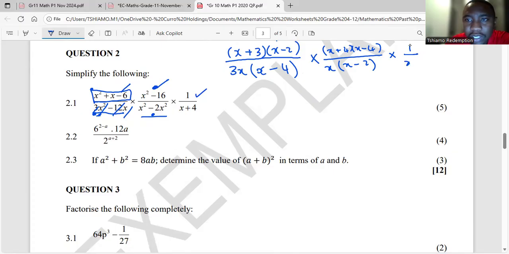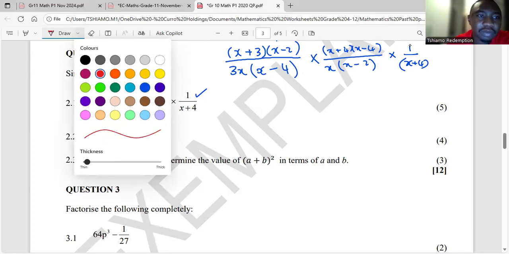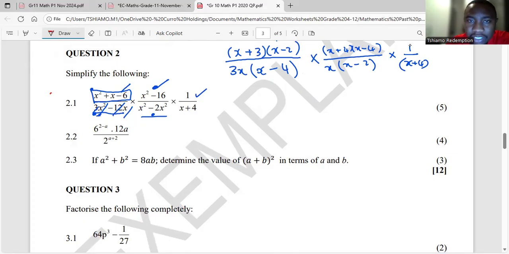1 over x plus 4. So I'm just going to put it in brackets so that it makes sense. Now, what are we going to do now? We're going to cancel numerator by denominator. If I can see a bracket in the numerator and a denominator, they cancel out. This one and that one cancel out. This one and that one cancel out.